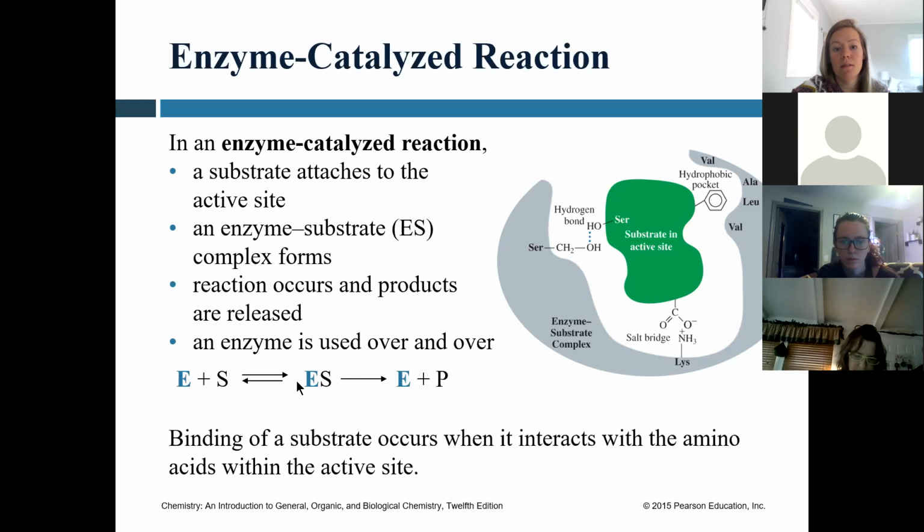After this happens, the enzyme releases the products, and the enzyme stays the same thing, right? It was a blue E here, it was a blue E here, it's a blue E here. What happened to the substrate? It bonded and then it became a product. So the substrate changes to a product, but the enzyme stays the same.